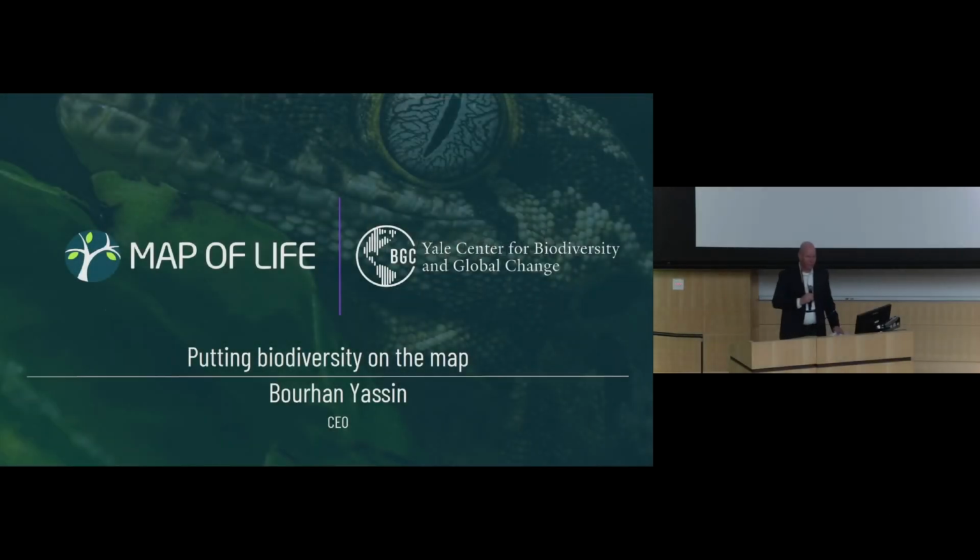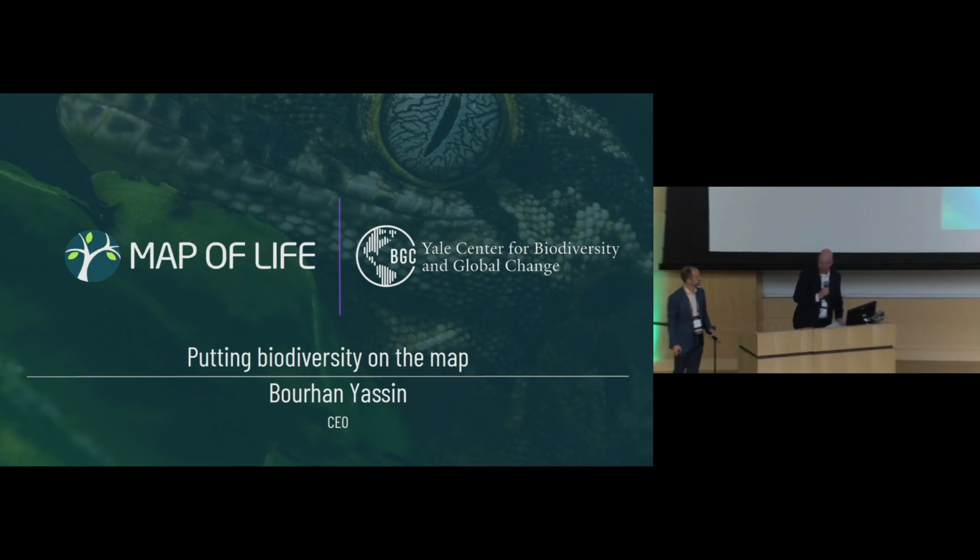So the first presentation is going to be from Map of Life. Map of Life aims to support effective and global biodiversity education, monitoring, research, and decision-making by assembling and integrating a wide range of knowledge about species distributions and their dynamics over time.